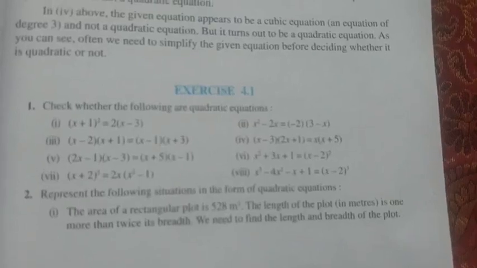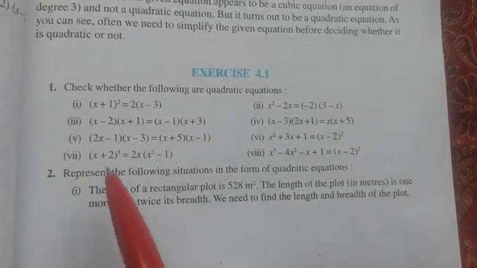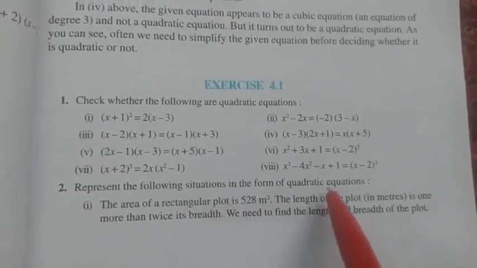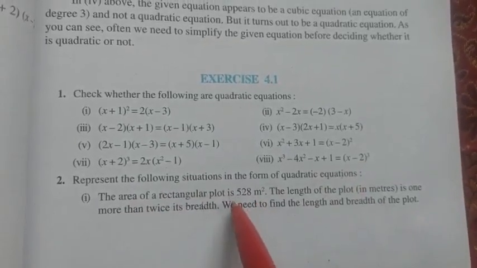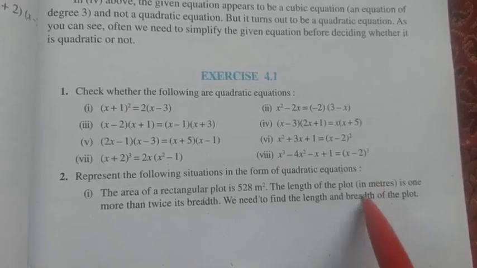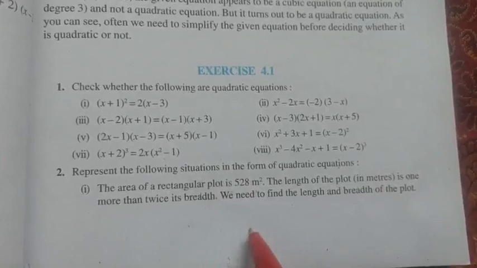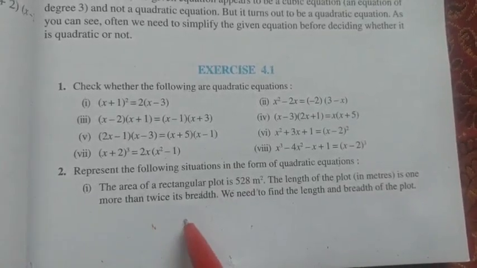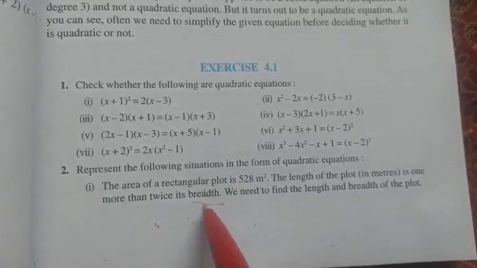Here you can see I am using the reader directly so that we can save our time in writing the question. Exercise 4.1, question number 2: represent the following situation in the form of a quadratic equation. The area of a rectangular plot is 528 meters square. The length of the plot in meters is 1 more than twice its breadth. It is 1 more than whom? Twice its breadth. But do we know the breadth? We don't know.